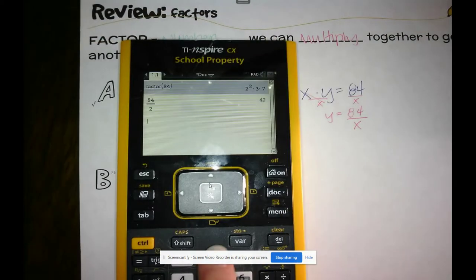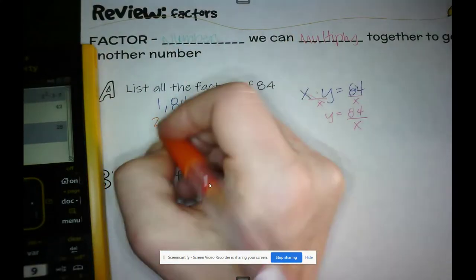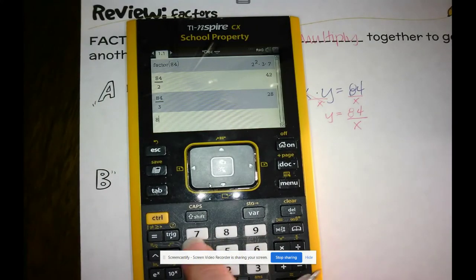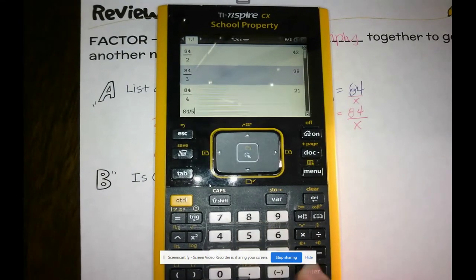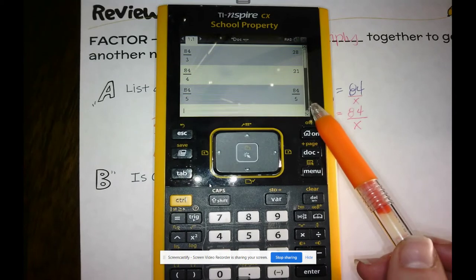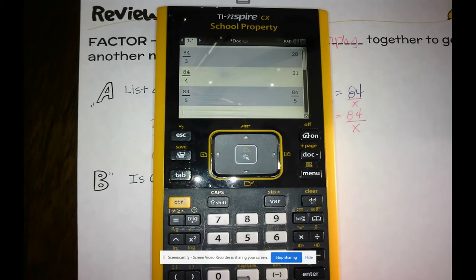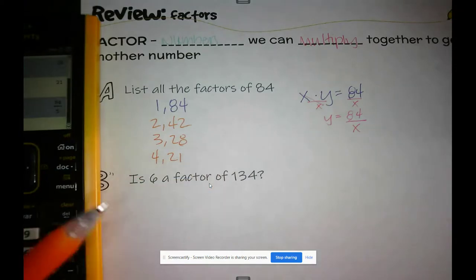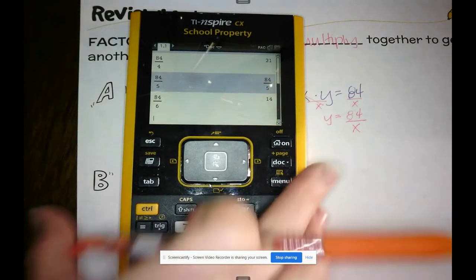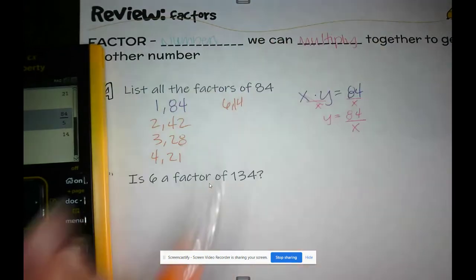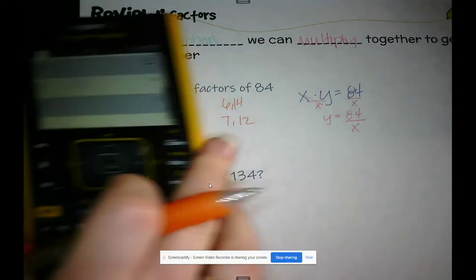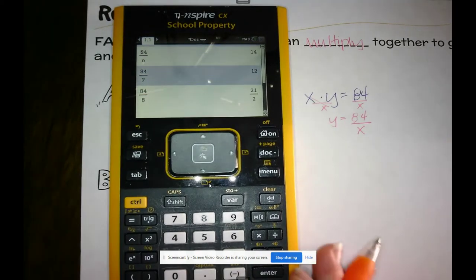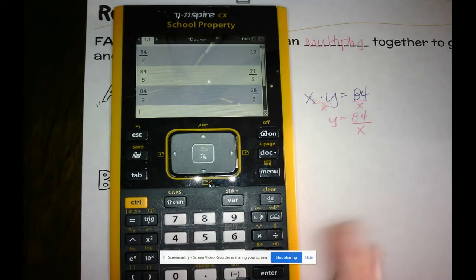So let's try 84 divided by 3. That one works. 84 divided by 4 works. 84 divided by 5. Okay, this calculator gives me a fraction, which means that the answer is not a whole number, which means that 5 is not a factor of 84. So we move on. 84 divided by 6 gives 14, so 6 and 14. 84 divided by 7 is 12. 84 divided by 8. Oh, another fraction, not a factor. 84 divided by 9. Another fraction, not a factor.